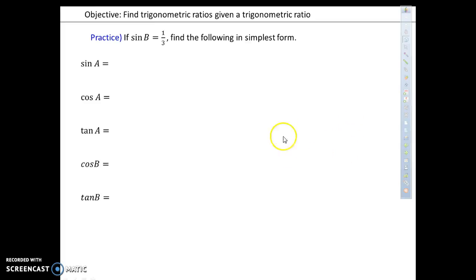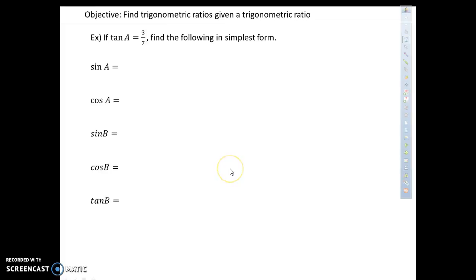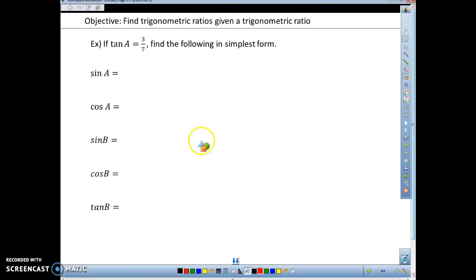Alright, hopefully you have tried this problem. You should have gotten these answers. So we draw our image. Sine of B is 1/3, so opposite over hypotenuse. We place these, and then we have to use Pythagoras' theorem to calculate our missing side. Once you have that, you can fill in these values. Notice here on tangent of B, you had to rationalize. You could not leave the radical 2 in the denominator, and this is kind of what we get out of it. Okay, I have one last notes problem, and this time we are given a tangent.